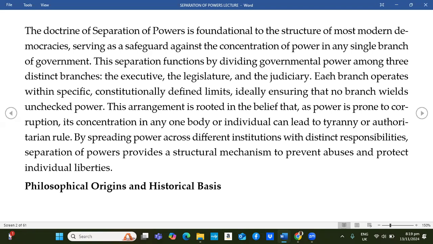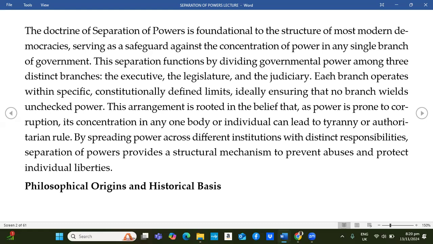And why is that important? Why is it important to avoid concentration of powers of government in just one branch or one individual? Of course, where you have concentration of powers of governance in just an individual or one organ, you are sure to have tyranny or authoritarian rule. And that will certainly be counterproductive to the freedom and liberty of the citizenry.